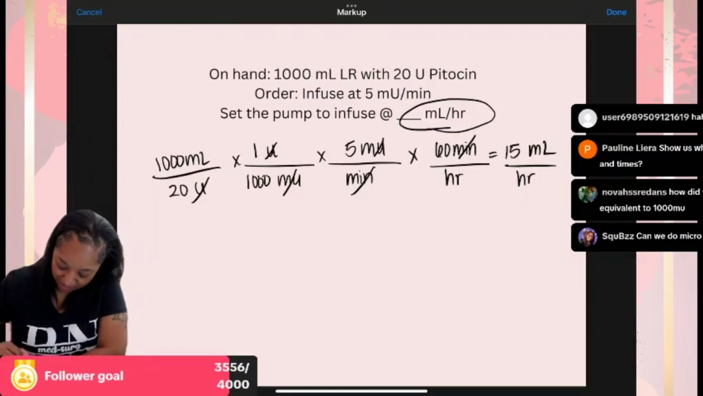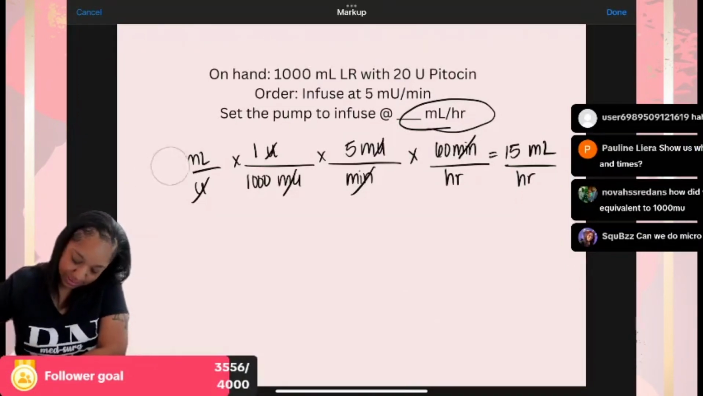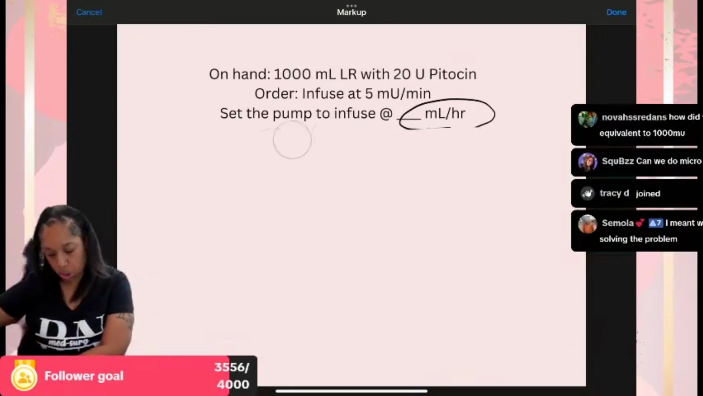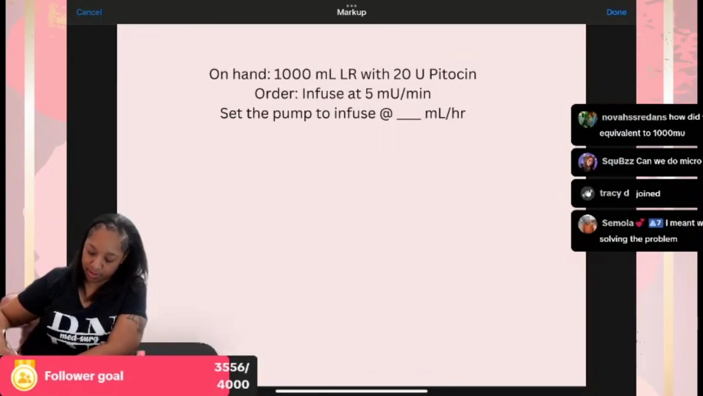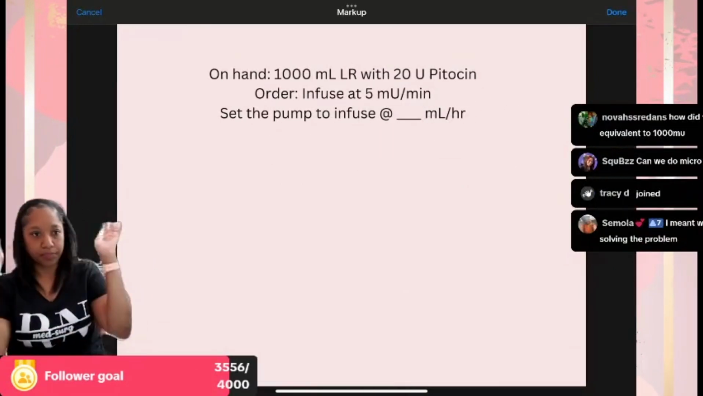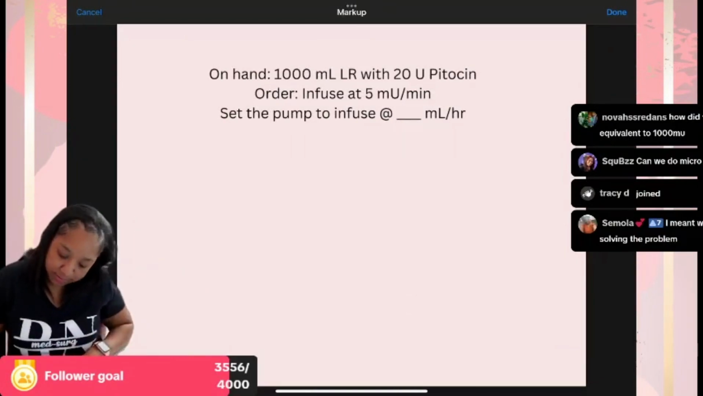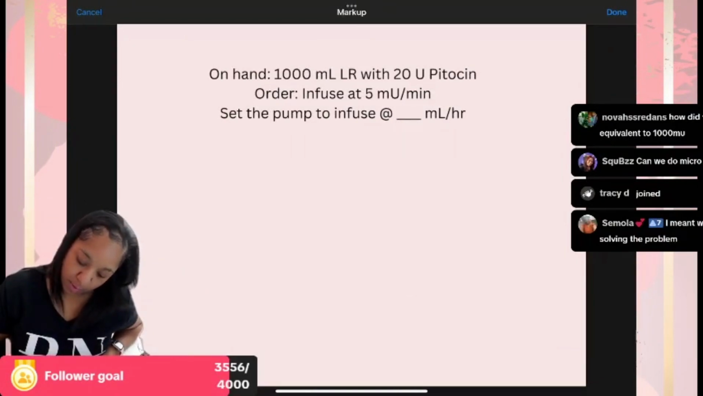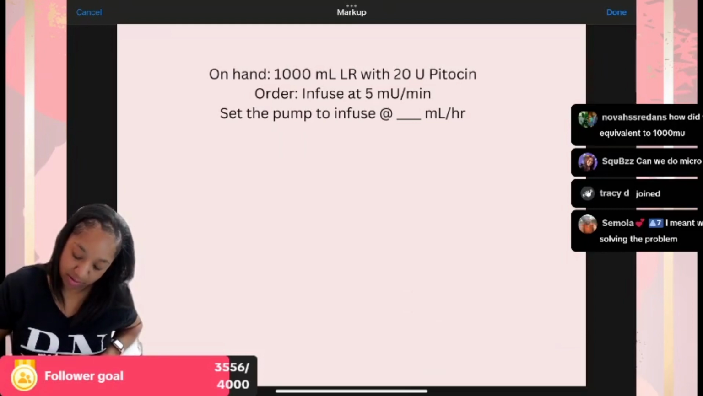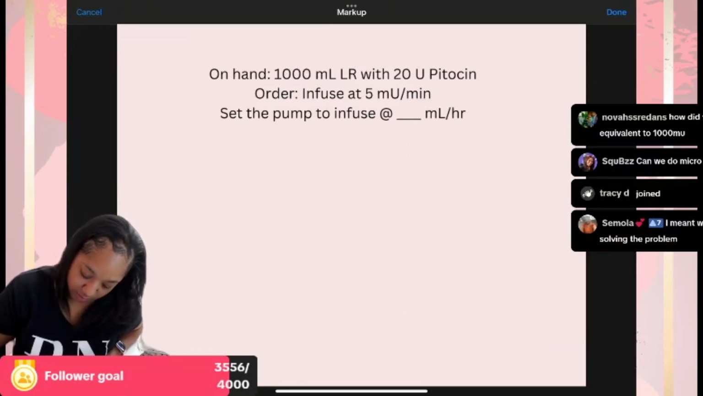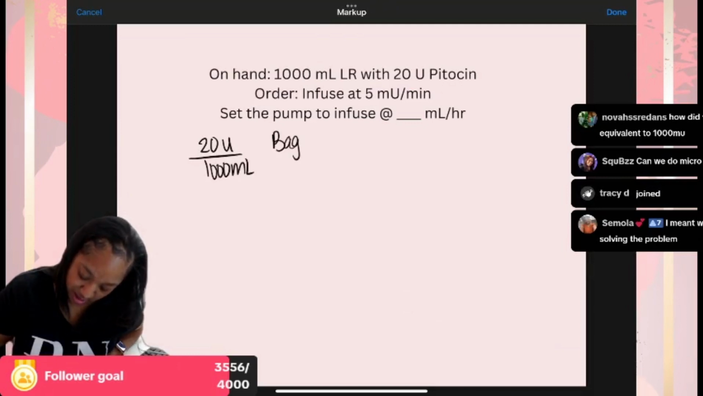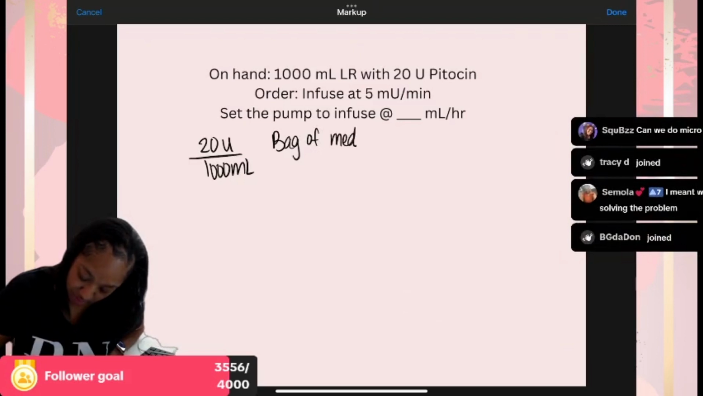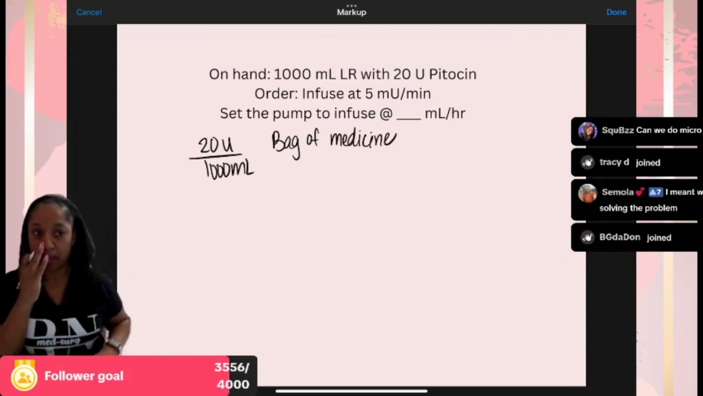Okay. Alright. So if everybody's okay, I'm going to delete this one and we're going to go back. Okay? So we are given our product with a concentration of 20 units in 1,000 milliliters. So that's your bag of medicine that we need to put on the IV pump, okay?